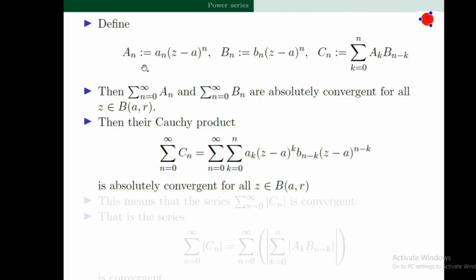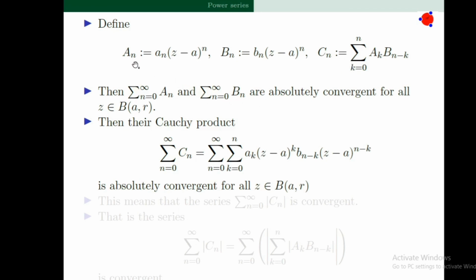Now we define capital An equal to an into z minus a the whole raised to n, and capital Bn equal to bn into z minus a the whole raised to n, and Cn is the Cauchy product of these two sequences. Here n is equal to 0, 1, 2, 3, etc.